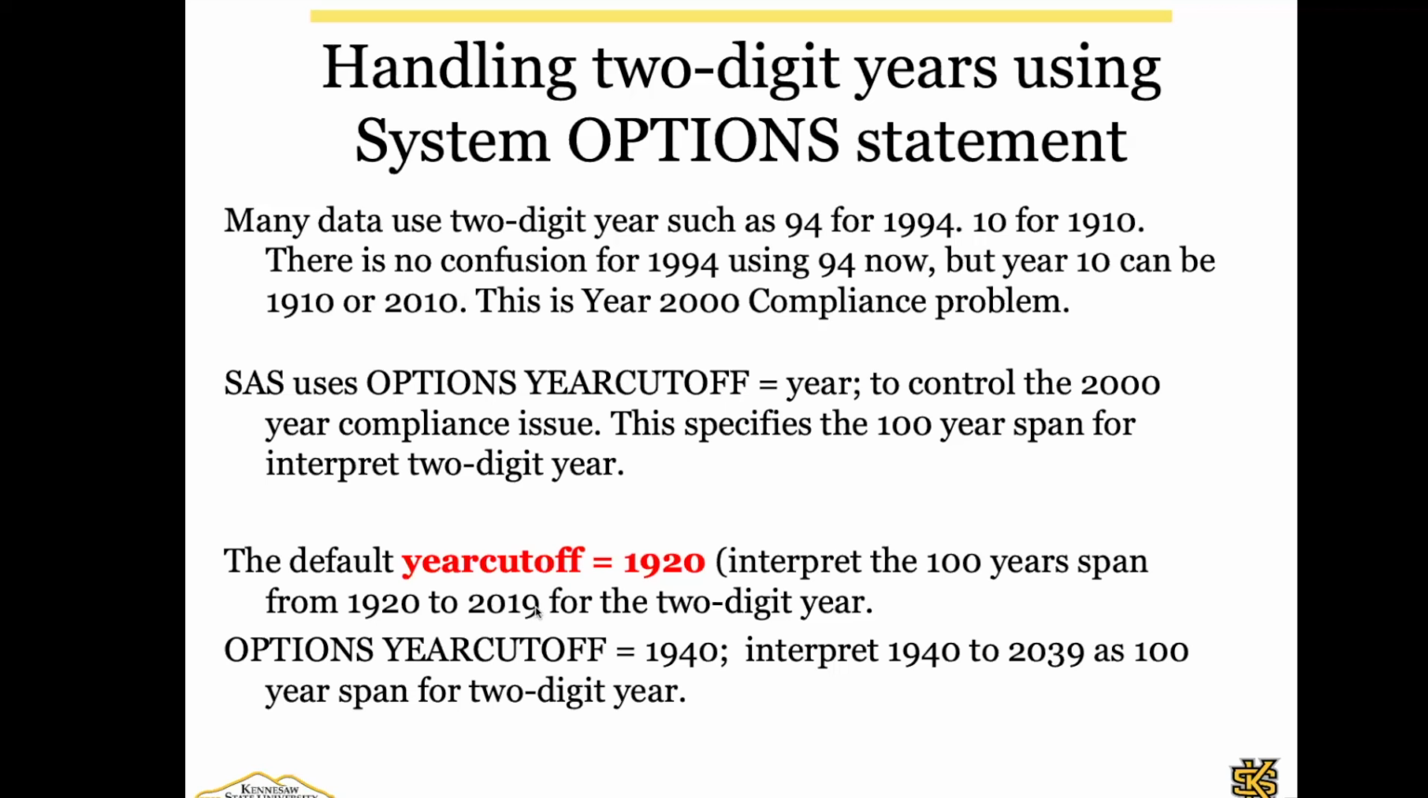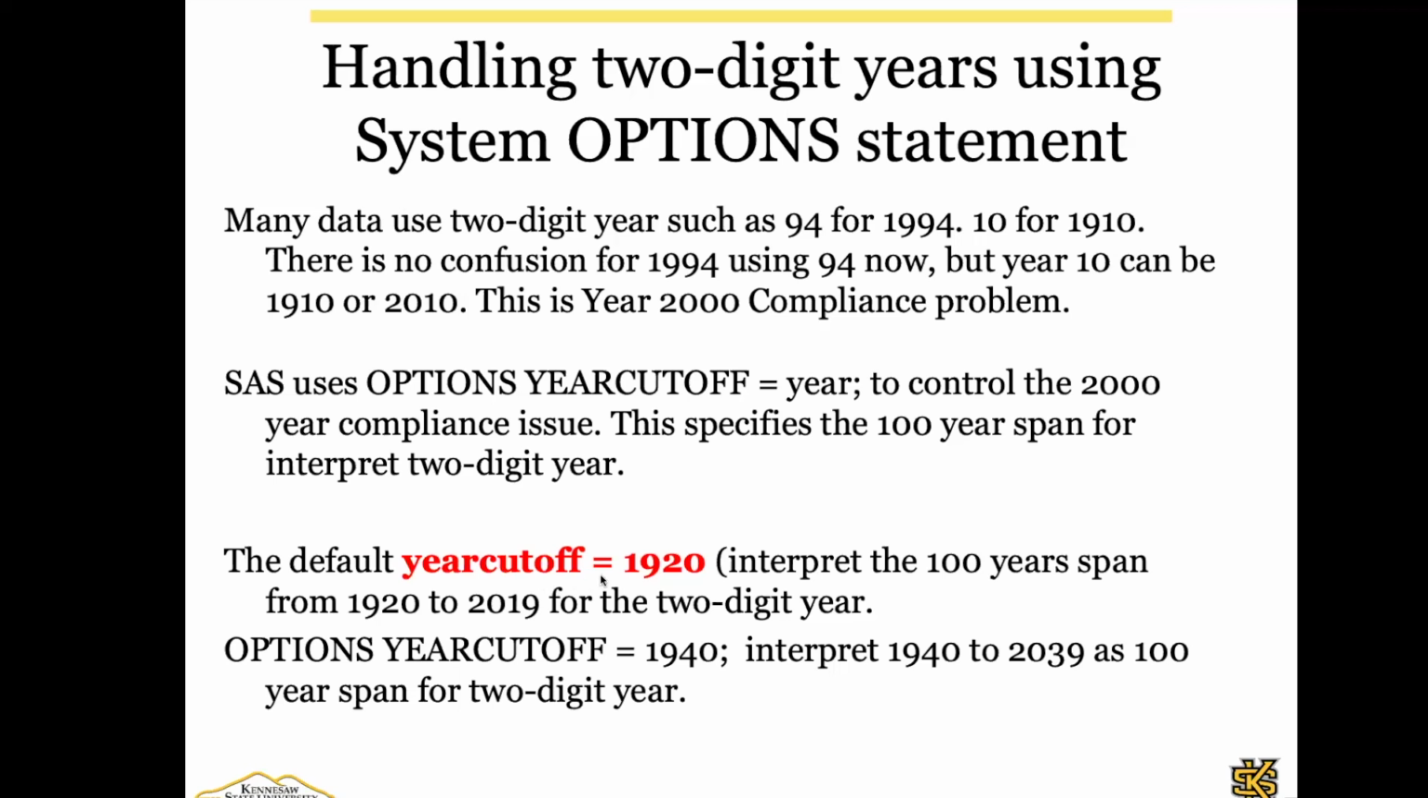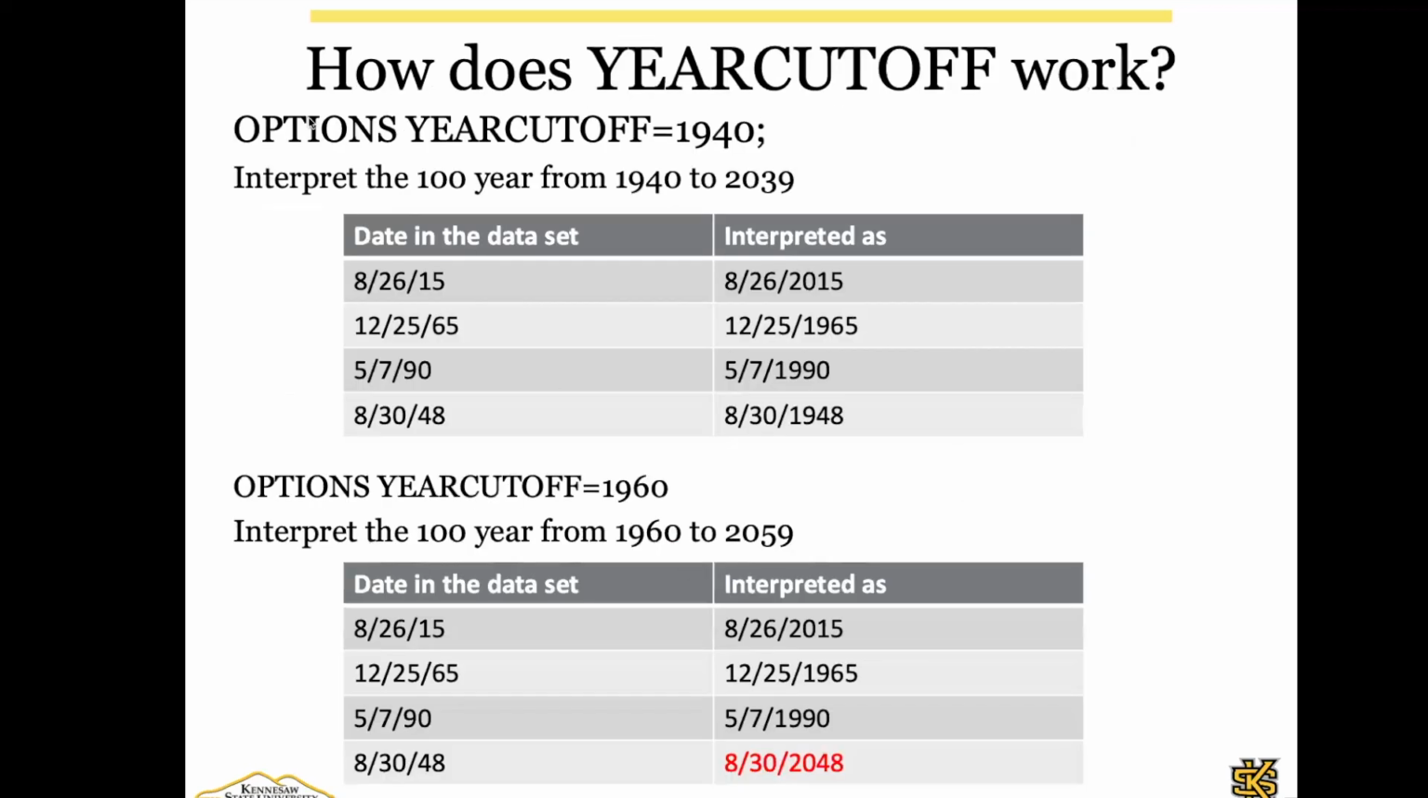So what does it mean? It means when I put the year 10, SAS assumes it is 2010, not 1910, because 1910 is not available here. And for example, if I put 69, it's gonna assume it's 1969, not 2069. As I mentioned, the year cutoff is 1920, but we have the option to change it. So we can change the year cutoff option to 1940.